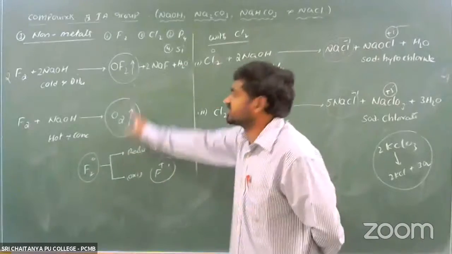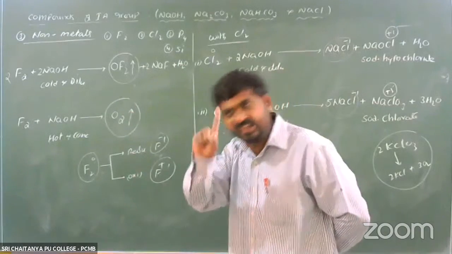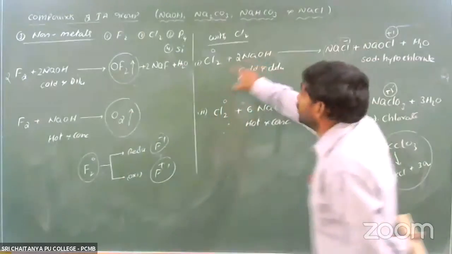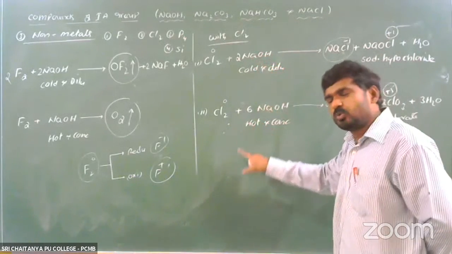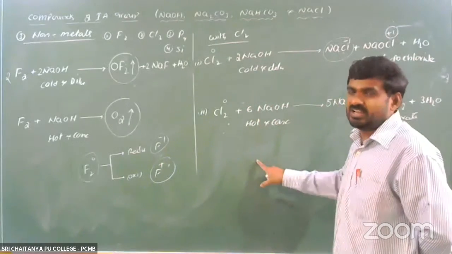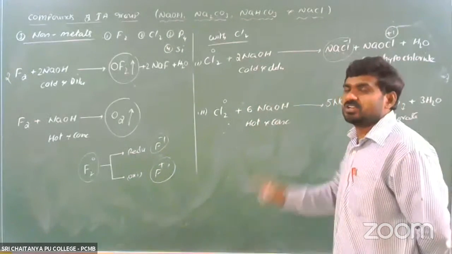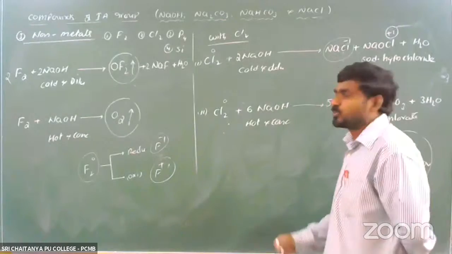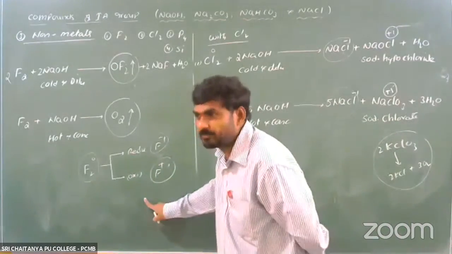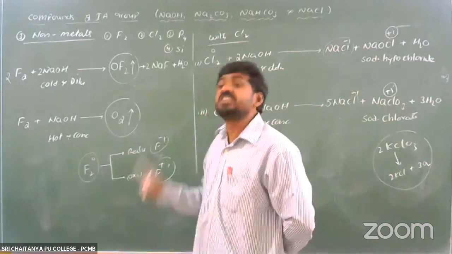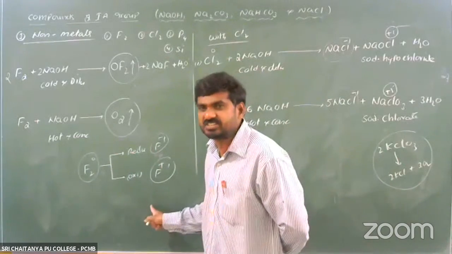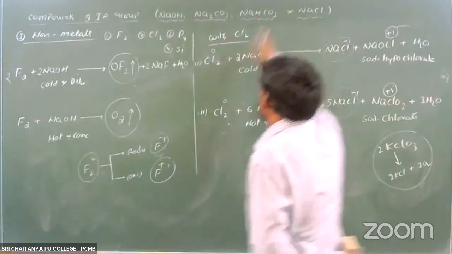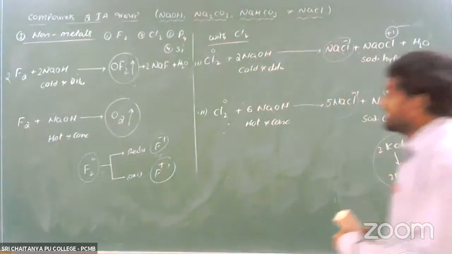So fluorine does not undergo disproportionation reaction. But chlorine reacts with either sodium hydroxide or potassium hydroxide, or bromine reacts with alkali solution, or iodine reacts with alkali solution, is an example for disproportionation. But not fluorine. This reaction is not disproportionation because only reduction is possible, oxidation is not possible. So chlorine, it is a disproportionation reaction.